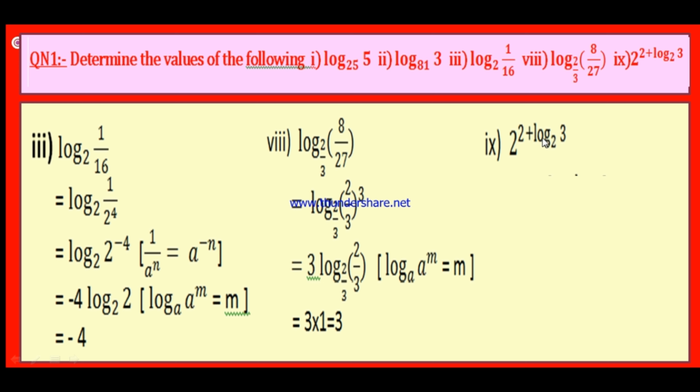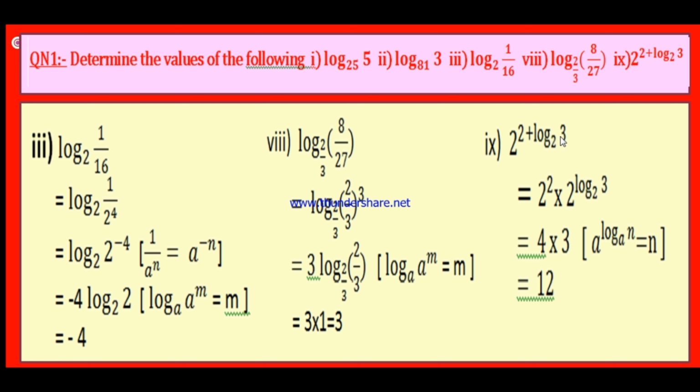2 power 2 plus log 3 to the base 2. Here, this is in the form of a power m plus n. A power m plus n is a power m into a power n. This is from laws of exponents. That is 2 square into 2 power log 3 to the base 2.